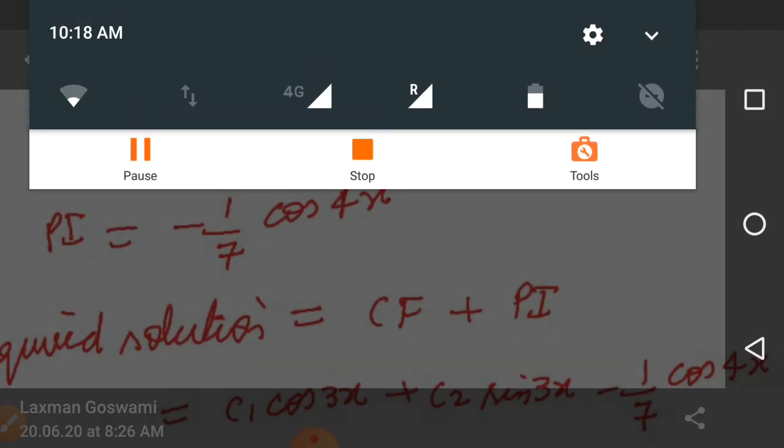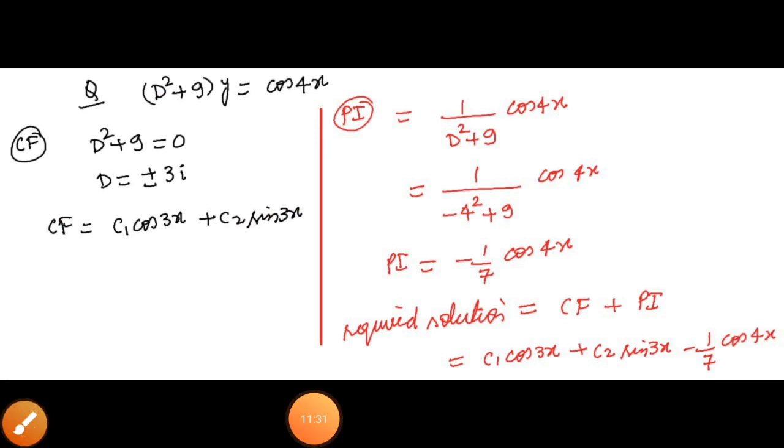So this is all for today. Here we have discussed how to find the solution of homogeneous differential equations and inhomogeneous differential equations, where we obtained the particular solution for exponential terms and sine and cosine terms.